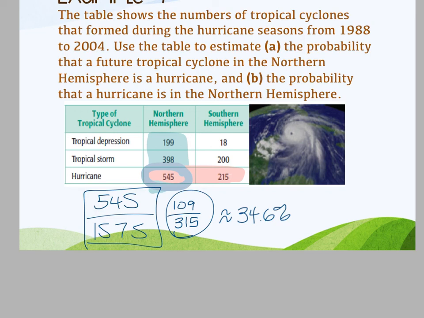B says the probability that a hurricane is in the northern hemisphere. So we're already assuming it's in the northern hemisphere, which means we have taken our sample set of the southern hemisphere out of it. Okay? So we can ignore the southern hemisphere and focus solely on the northern hemisphere, which changes our sample set. Now the bottom is just the 199 plus the 398 plus the 545, which is 1142. And the top is the hurricanes, which is 545.